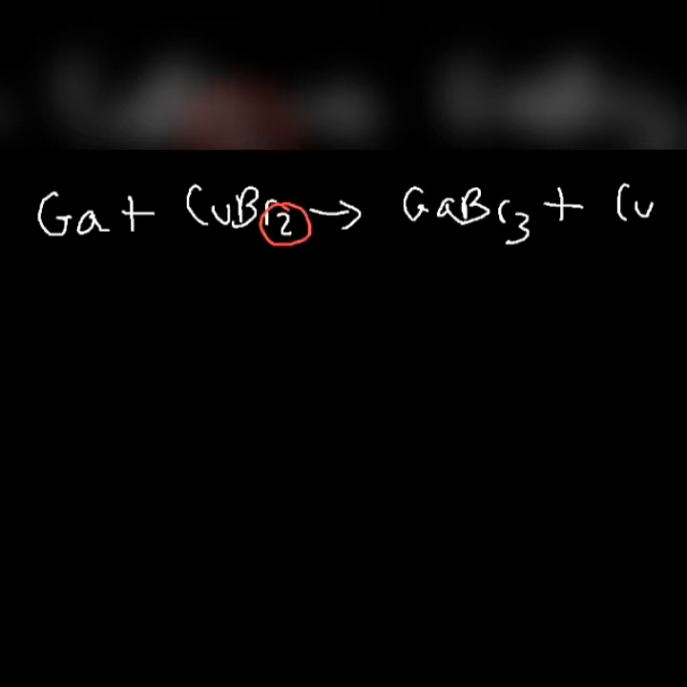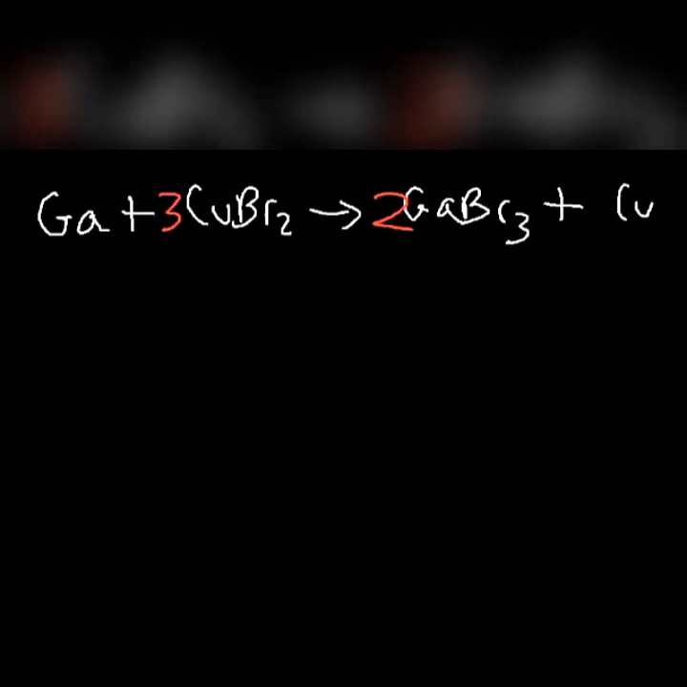6 divided by 2 is 3. So let's put a 3 in front of copper bromide. 6 divided by 3 is 2. So we'll put a 2 here. So notice that we have 6 bromine atoms on both sides of the equation. So now at this point, we just got to balance the other atoms.